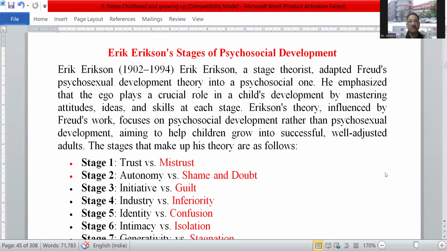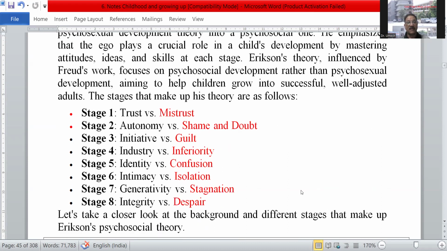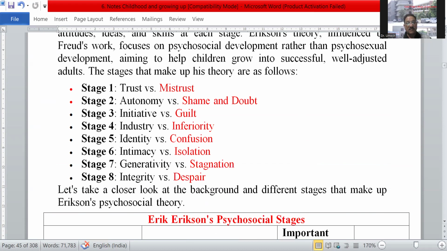Therefore, he emphasized that ego plays a crucial role in a child's development by mastering attitudes, ideas, and skills at each stage. Erikson's theory, influenced by Freud's work, focuses on psychosocial development rather than psychosexual development, aiming to help children grow into successful, well-adjusted adults. The stages that make up his theory are eight in number.